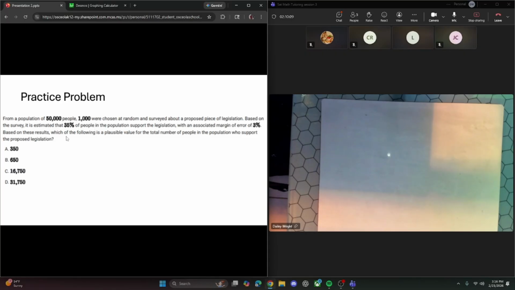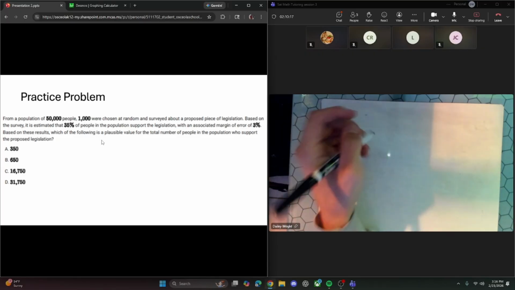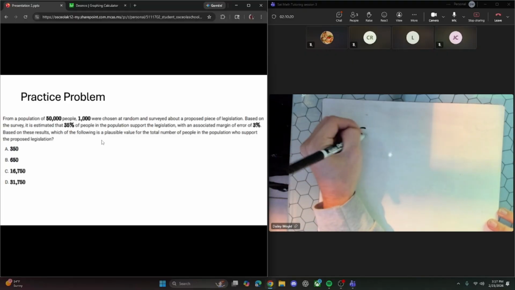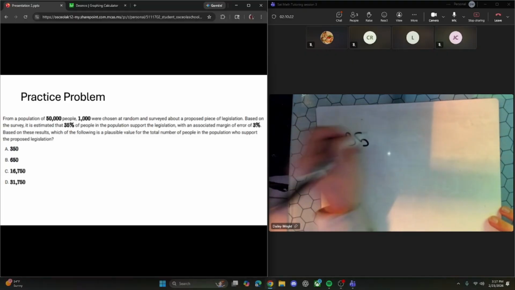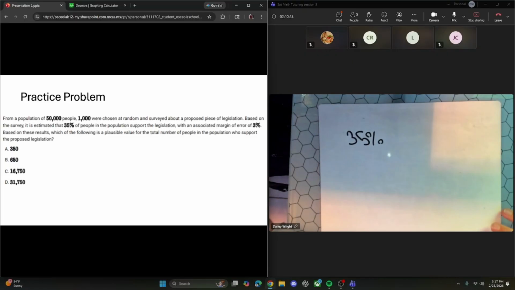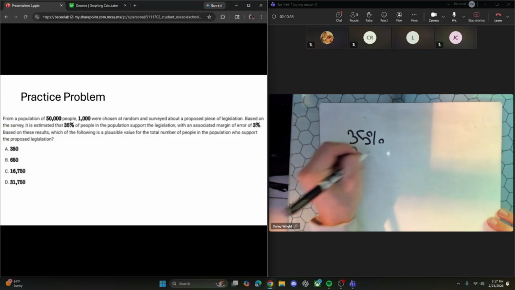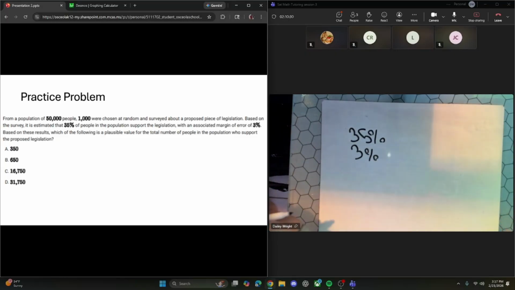For a population of 50,000 people, 1,000 were chosen at random and surveyed about a proposed piece of legislation. Based on the survey, it is estimated that 35% of people, so 35 is your estimate, with an associated margin of error of 3%. Based on the results, which of the following is a plausible value for the total number of people in the population who support the proposed legislation?